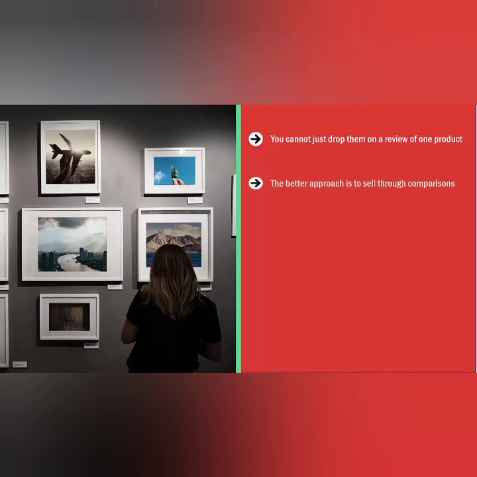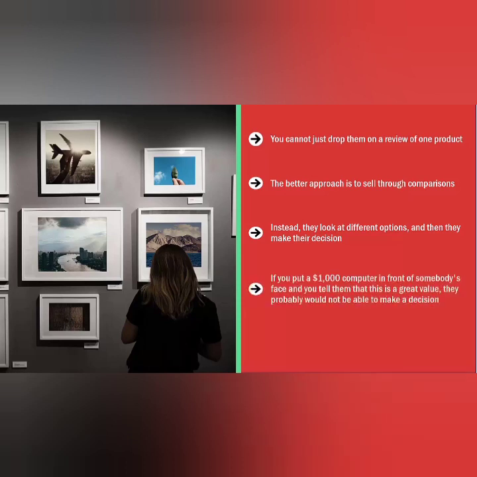The better approach is to sell through comparisons. You have to understand that people make decisions based on comparisons. They don't just look at one product and think to themselves, that product is right for me. People don't think that way. Instead, they look at different options, and then they make their decision. Because when they look at an option, they ask themselves, this option is better compared to what? That's how they determine value.